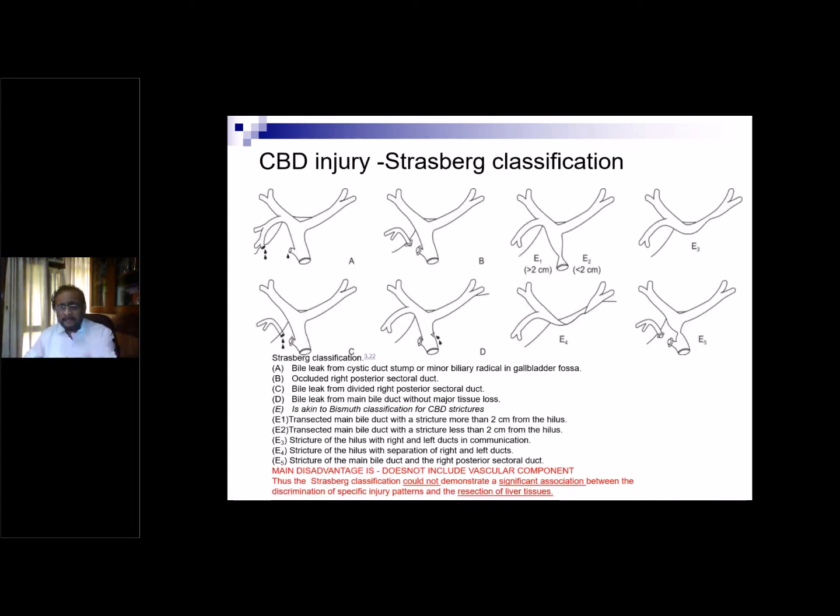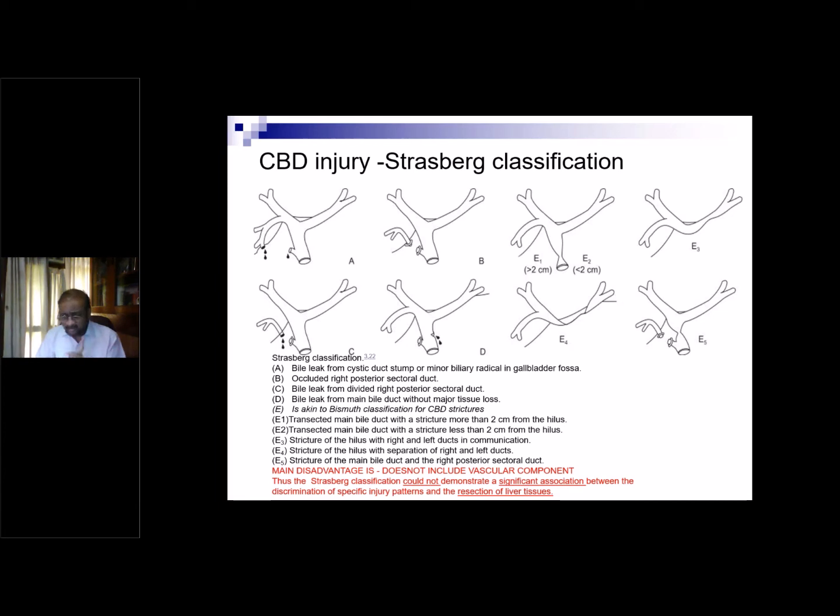The CBD injury, the best classification, although not the most optimal. The answer is best, not optimal. Why? It does not include the vascular component, right? So it could not demonstrate a significant association between the injury pattern and the resection of liver tissue. But just coming to this, you can divide this into two simple parts, 4 here, 4 here. This E part is basically taken up from the Bismuth classification. This is also often known as the Strasberg Bismuth classification.